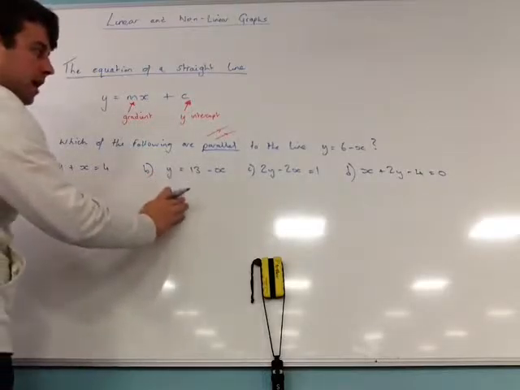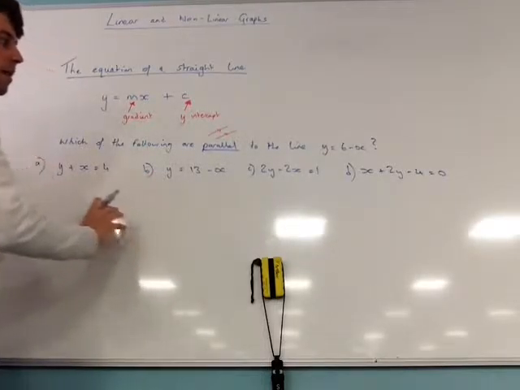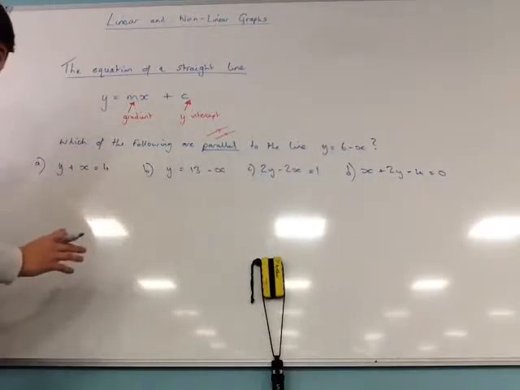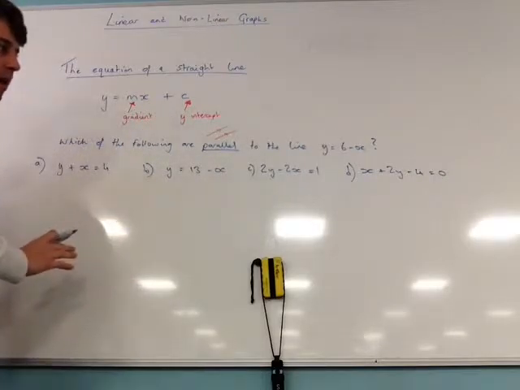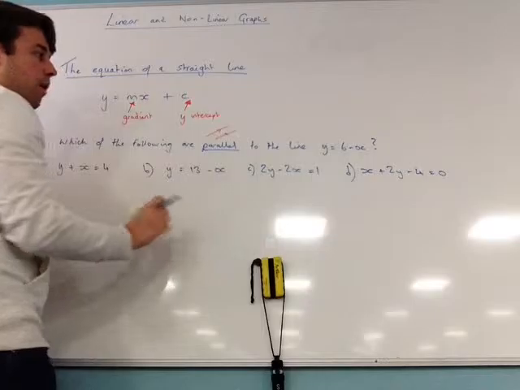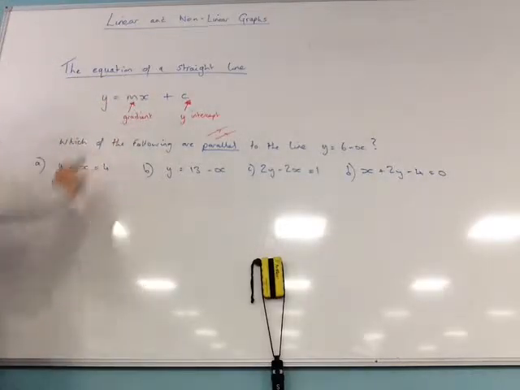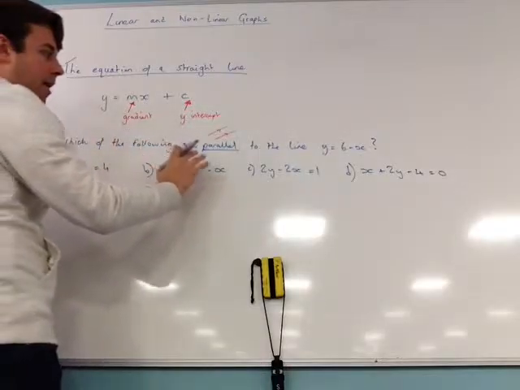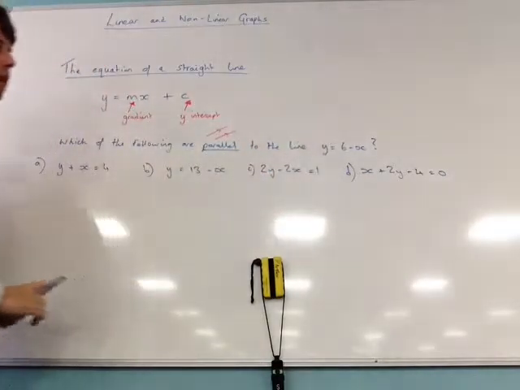So, parallel lines have exactly the same distance between them, which means they have exactly the same gradient. They rise at the same rate. So in equation of straight line terms, a line is parallel when the gradient, n, is exactly the same. So let's have a look what it's asking. Which of the following are parallel to the line y equals 6 minus x?